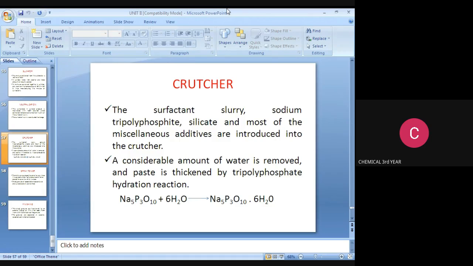Then, what is the role of the crusher? The surfactant slurry, sodium tripolyphosphate, silicate, and most of the miscellaneous additives are introduced into the crusher. A considerable amount of water is removed and the paste is thickened by the tripolyphosphate hydration reaction. This is the reaction: Na5P3O10 plus 6H2O produces Na5P3O10.6H2O.